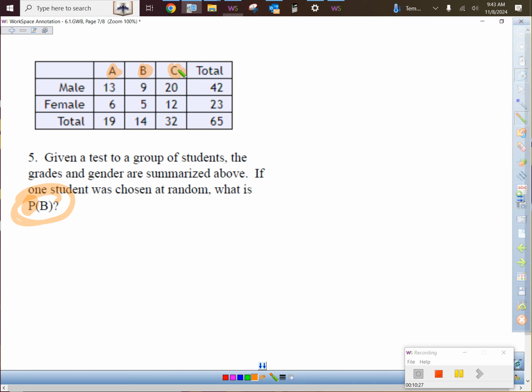The cool thing about the chart is they tell us all the totals. Do we know how many total students there were? There's a lot of totals down there. Which one's the total students, though? How do you guys feel about that? Is that the total number of students? Yes, 65. And then we want to know how many people got a B. Even though we got some people who were male and female, isn't there 14 people that actually got a B total in that case? So 14 out of 65.